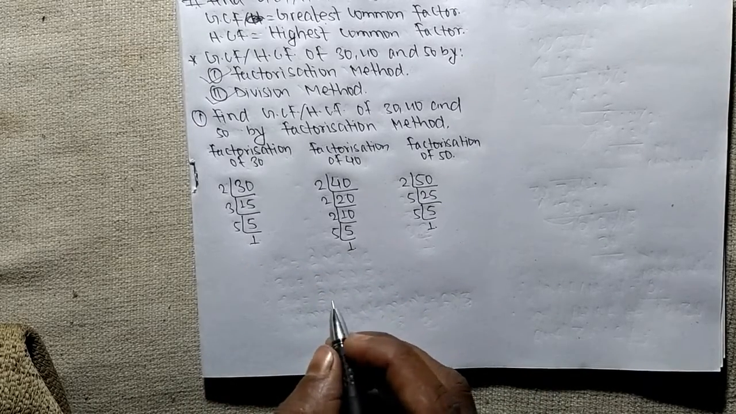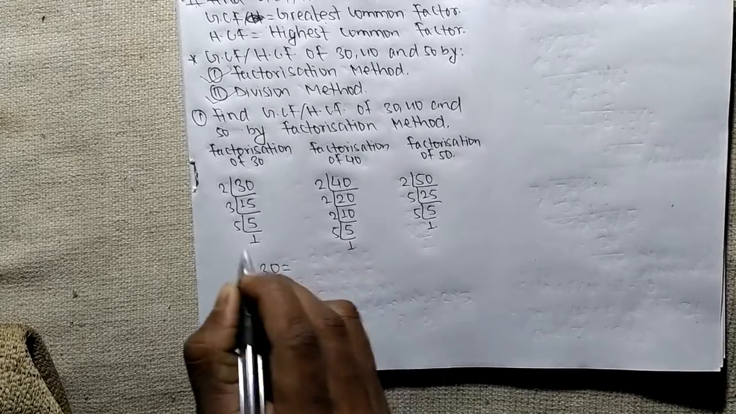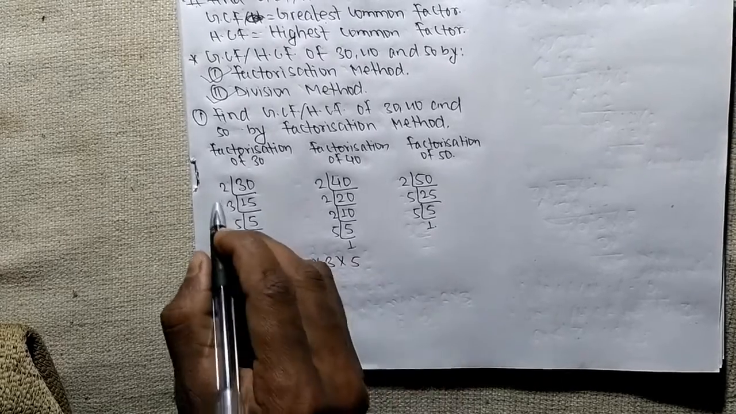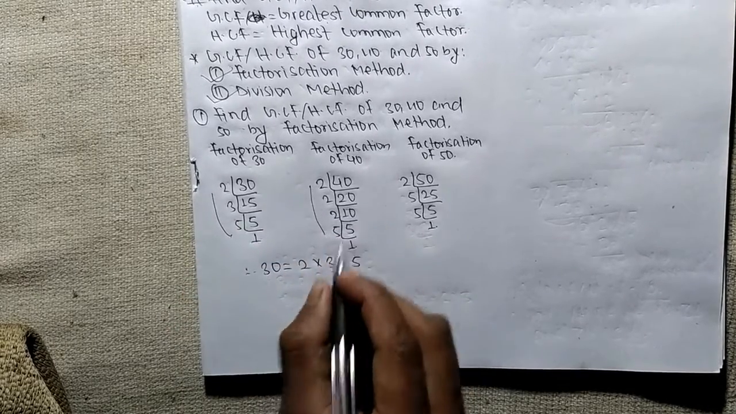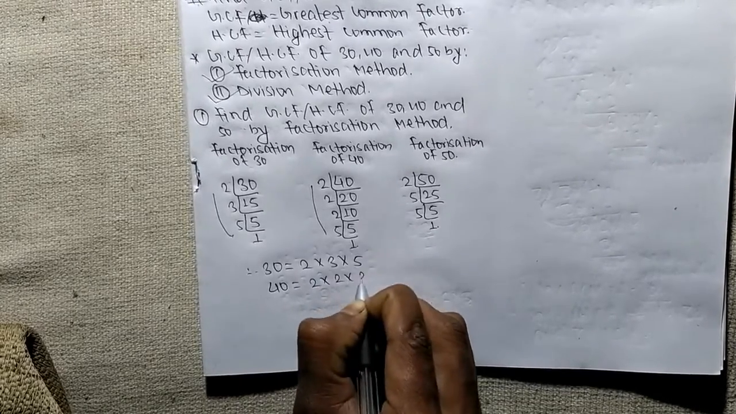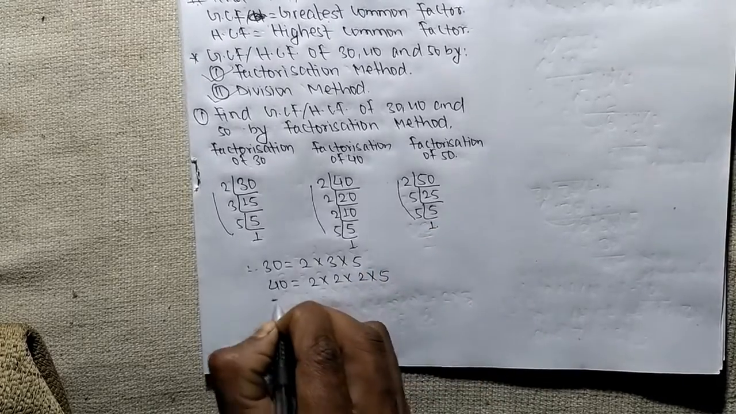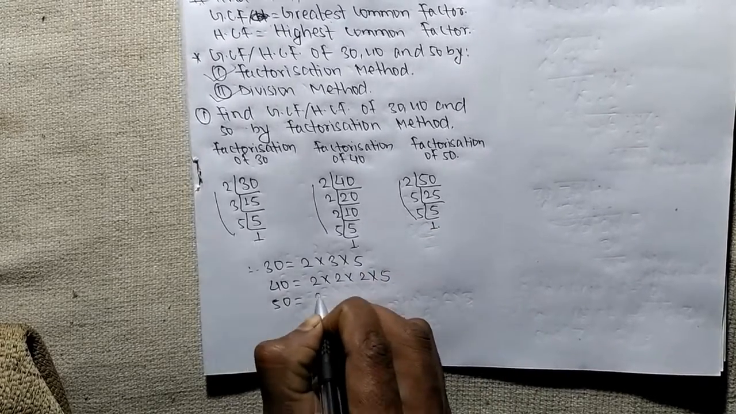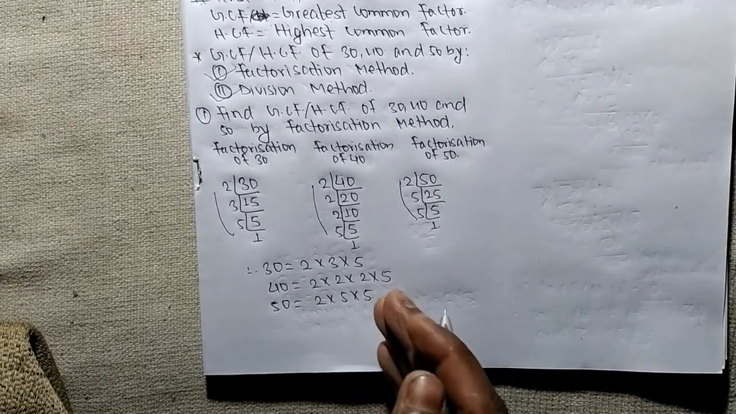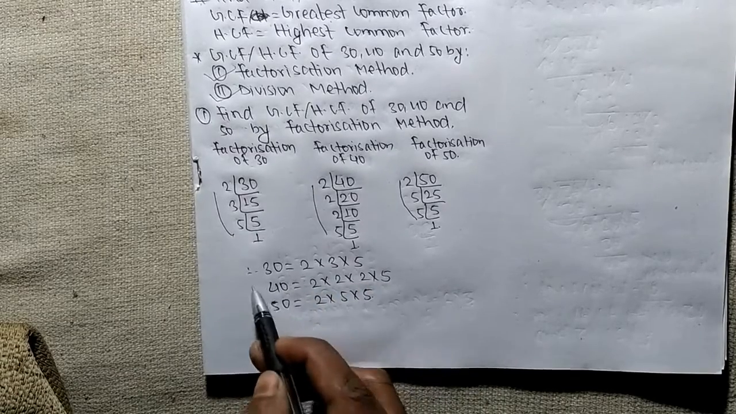The second thing we have to do is, from prime factors we can write 30 is equal to 2 multiple 3 multiple 5. Like as from here we can write 40 is equal to 2 multiple 2 multiple 2 multiple 5. Like as from here we can write 50 is equal to 2 multiple 5 multiple 5. So we have written the factorizing elements of all given numbers 30, 40 and 50.